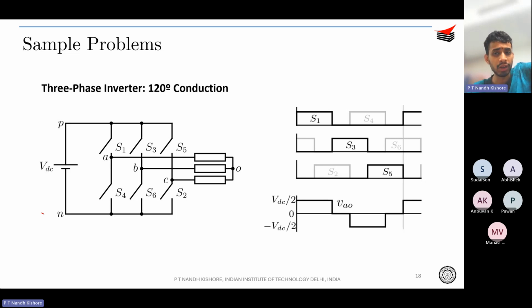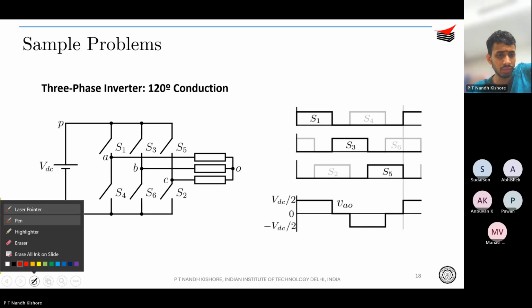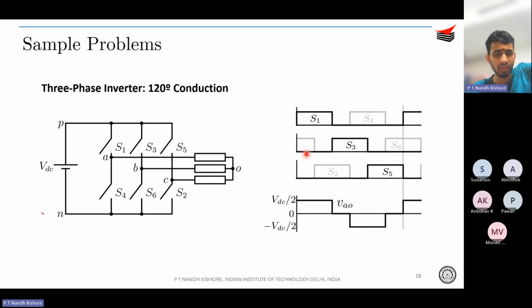So from 0 to 60 only S1 and S6 are on, right? And then 60 to 120 S1 and S2, 120 to 180 S3 and S2, then 180 to 240 S4 and S3, 240 to 300 you have your S4 and S5, and finally from 300 to 360 you have your S6 and S5, right? So only two devices are on at a time. So based on that, it's pretty simple.